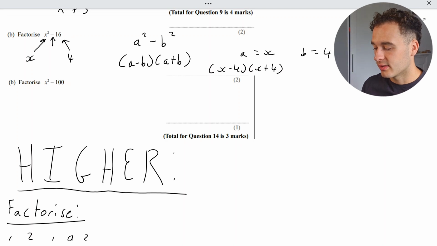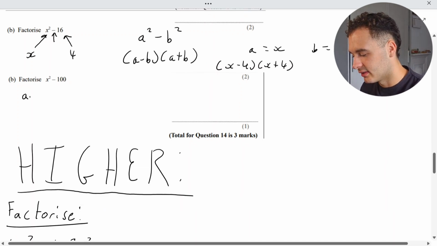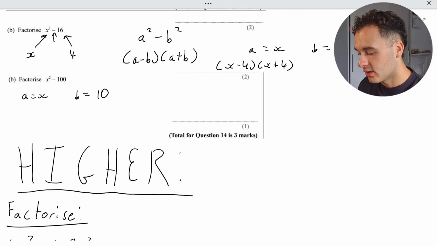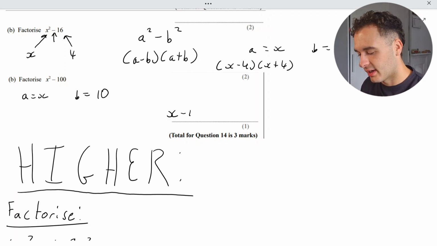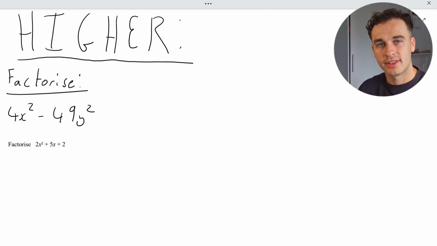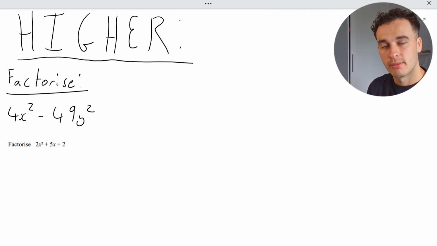So if we're looking at x squared minus 100, well, a in this case is x, and b in this case is the square root of 100, which is 10. So our answer is just a minus b, a plus b, so it's going to be x minus 10, x plus 10. Okay, foundation students, you can head off and enjoy your life. This is the higher section now, so higher students stick about. We need to factorise some more quadratics.